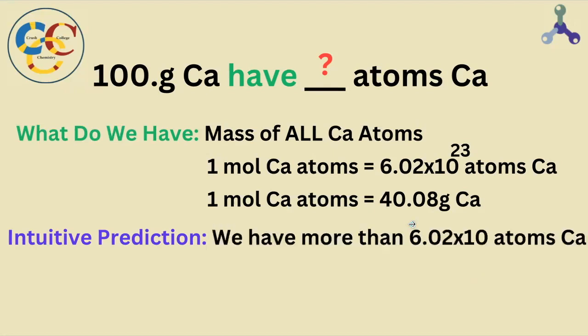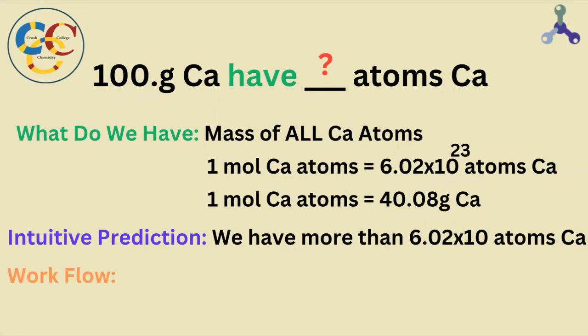So we have more than 6.02 times 10 to the 23 atoms of calcium, because we have more than 40.0 grams of calcium. We have 100 grams of calcium. And if 40 grams of calcium is 1 mole, and we have more than 40 grams, we should have more than 1 mole of calcium, therefore more than 6.02 times 10 to the 23 atoms.